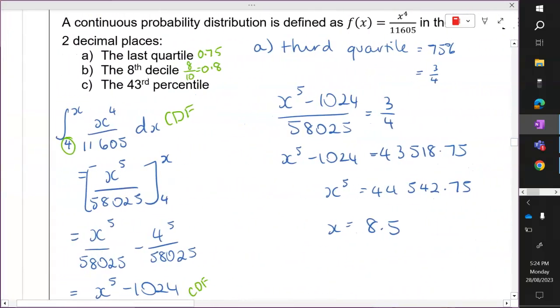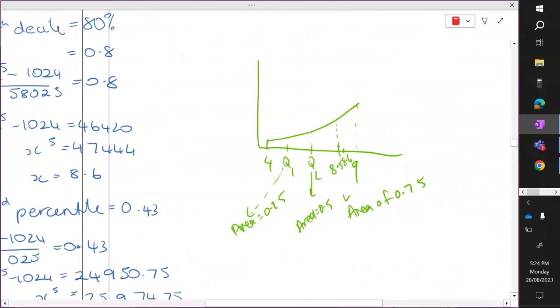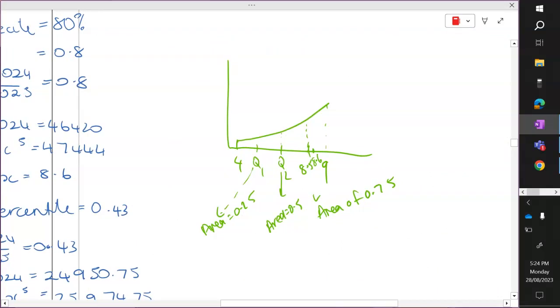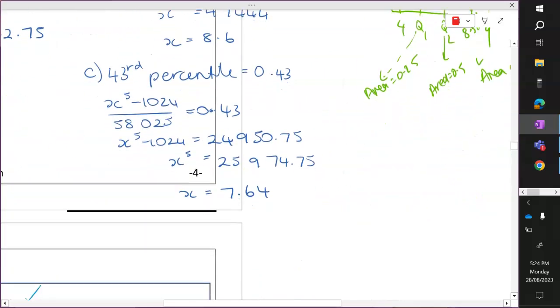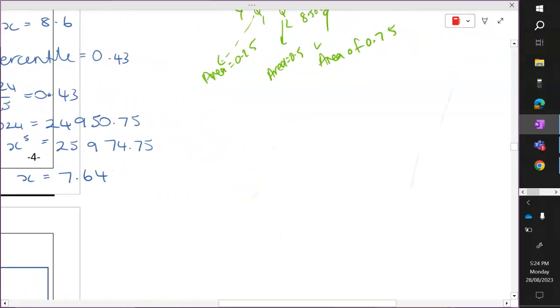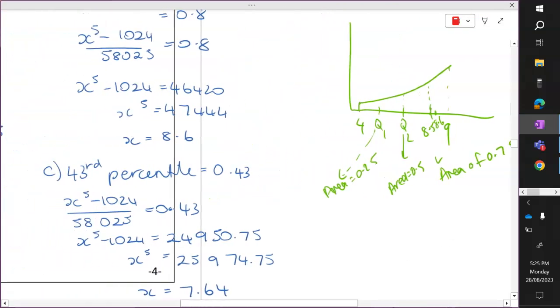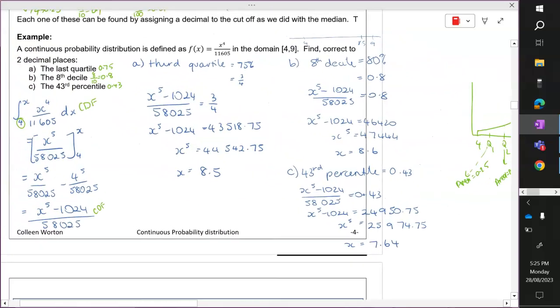And lucky last, the 43rd percentile. So that's 43 out of 100, or 0.43. And that's going to be a lot different. So if we want an area of 0.43, we're going to be way down this end somewhere. I don't know what that's going to be yet. What we do, same as we did the other two questions, is we get our CDF and let that equal 0.43. We work out algebraically what our value of x is, and we get 7.64. So we're going to be a little bit further down this way, and we get an area that's smaller down there. So that is how we would work out those questions.